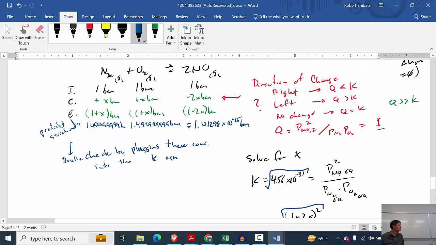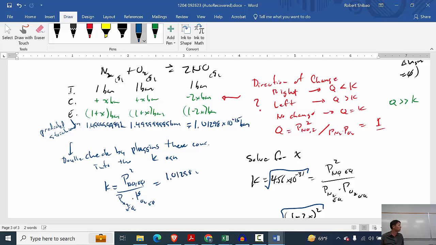And so what I'm going to do is, I know what the K equation is. K is equal to the partial pressure of NO squared at equilibrium divided by the partial pressure of N2 and the partial pressure of O2. And these are both at equilibrium. And so I'm going to plug in this number here, 1.01298 times 10 to the minus 15. And then these two numbers here, this is going to be 1.499. How many decimal places? 15 decimal places. So that means I'll have 14 nines, actually.